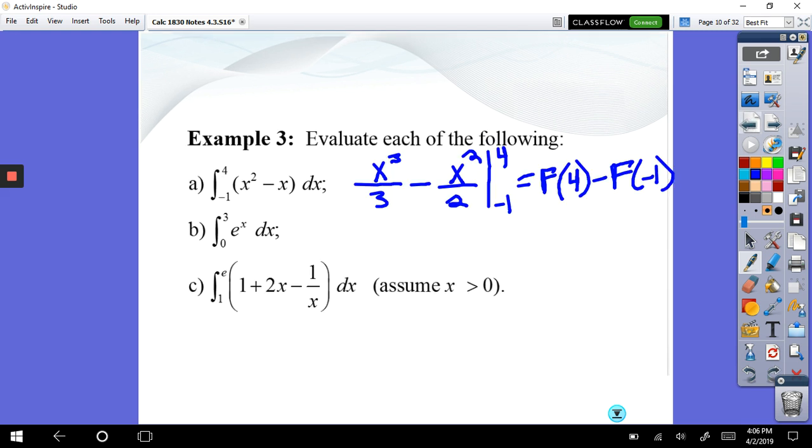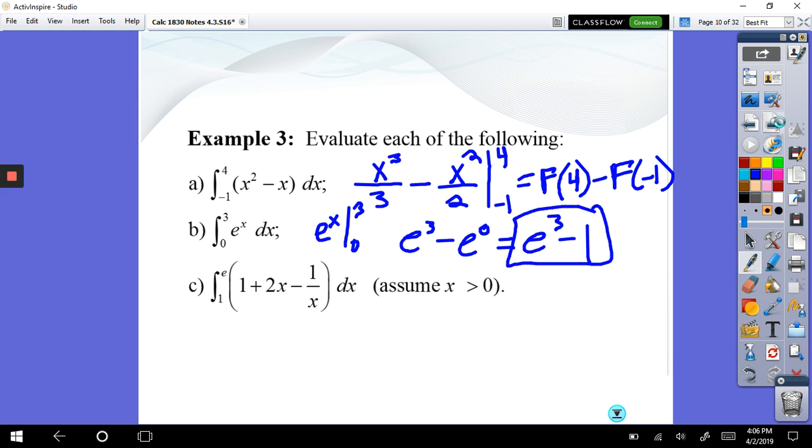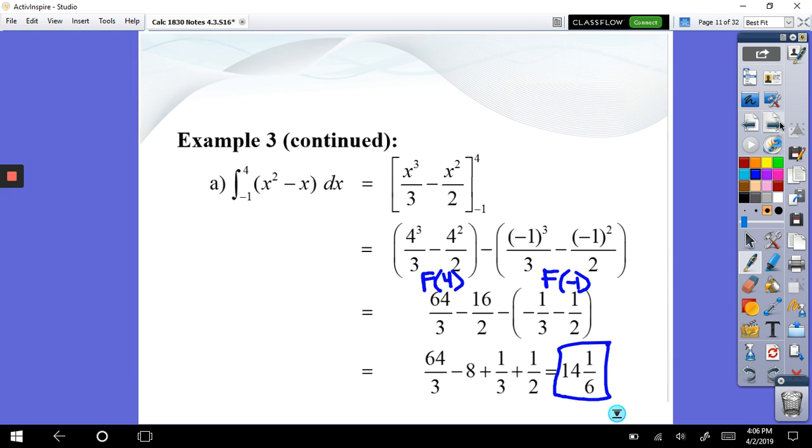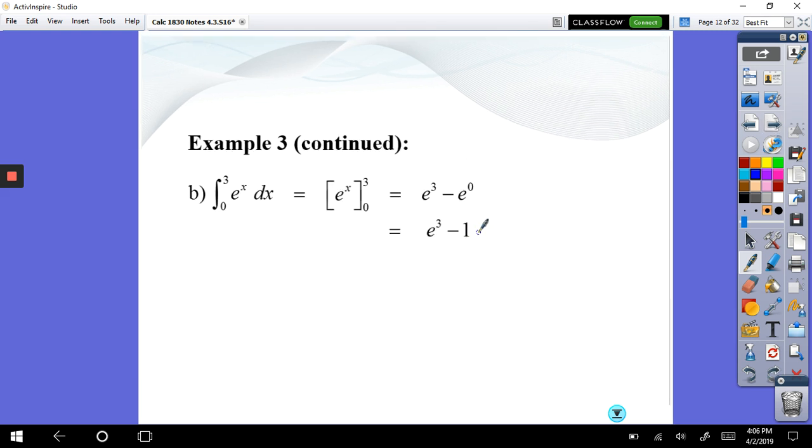All right. Next up, we have e to the x, whose antiderivative is e to the x. And we're going to go from 0 to 3. So that's going to be e to the 3 minus e to the 0, which is e to the 3 minus 1, because anything to the 0 power is 1. That's as far as we need to go, because if you put that in the calculator, you're going to get a decimal. So you can stop right there.